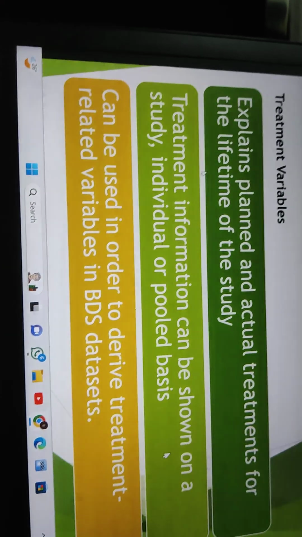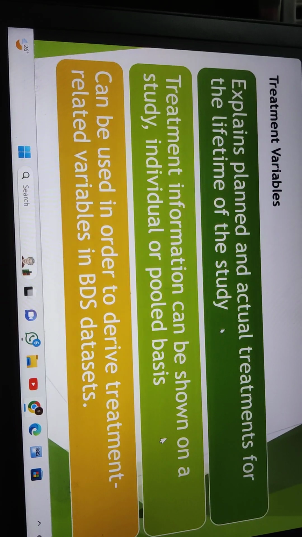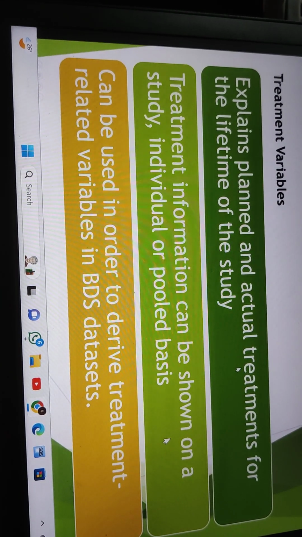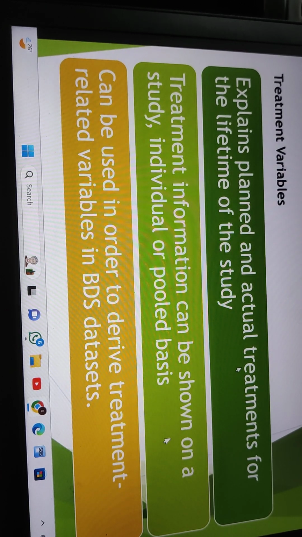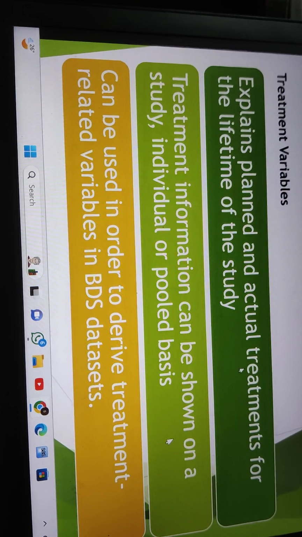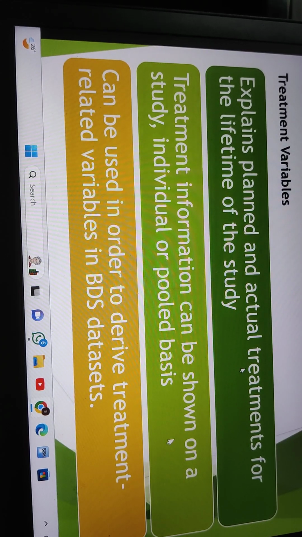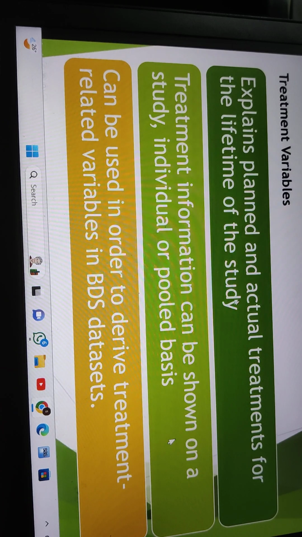Explain the planned and actual treatments over the lifetime of the study. So the treatment variables are planned and actual. In the SDTM DM domain, we also have planned arm and actual arm: what treatment they were assigned, and what treatment they actually took. Likewise, in ADaM also we'll have the planned and actual treatment for the lifetime of the study, and we can map that information into the ADSL.